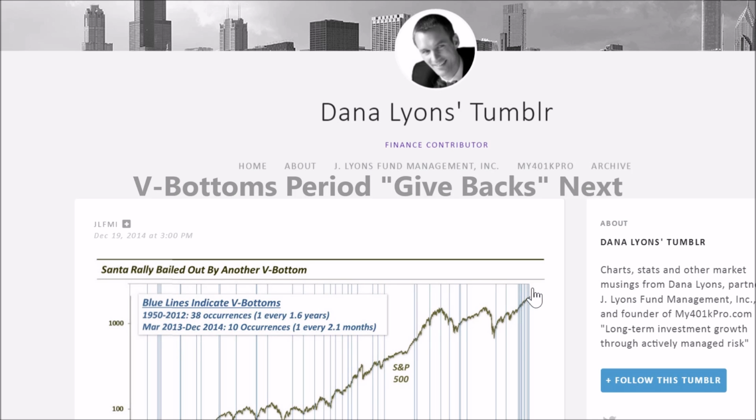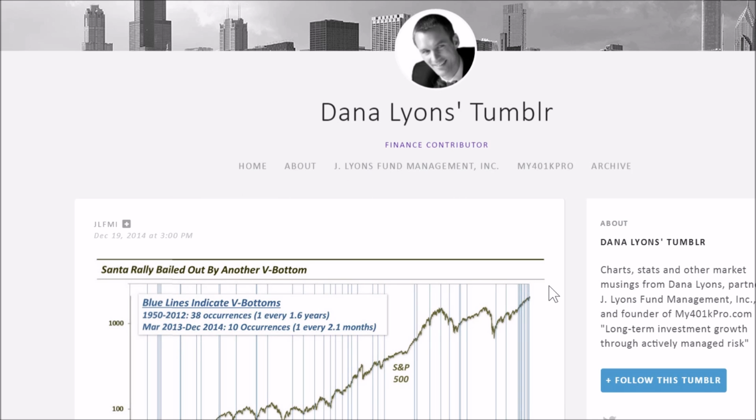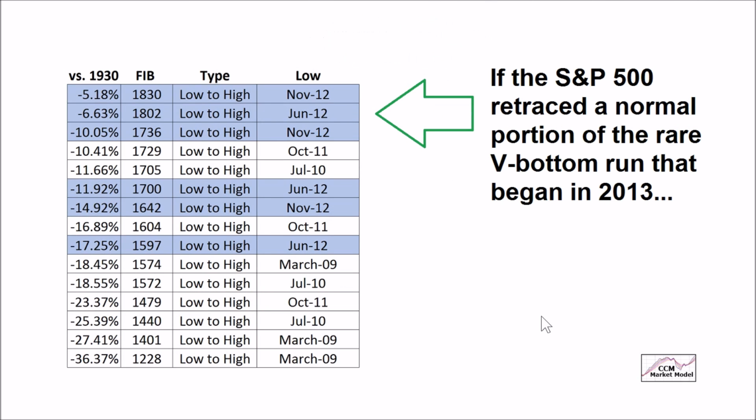So if we did see some normal retracements, what might that look like? This table shows us Fibonacci retracements from a low to a high. We can use retracements off of any low and pair it up with any high. These are the retracement levels based upon the low that was made in November of 2012 in blue or June of 2012. Why we have these highlighted is this low and the subsequent rally is what began the period of the V-bottoms and somewhat of the odd occurrence.